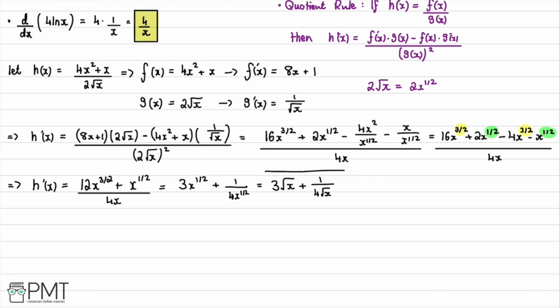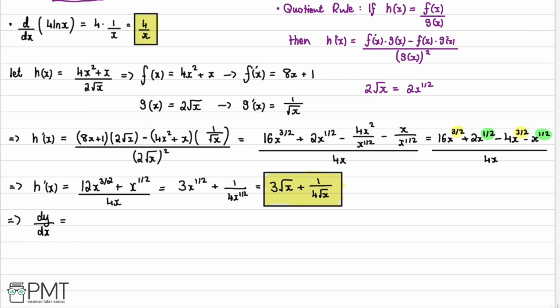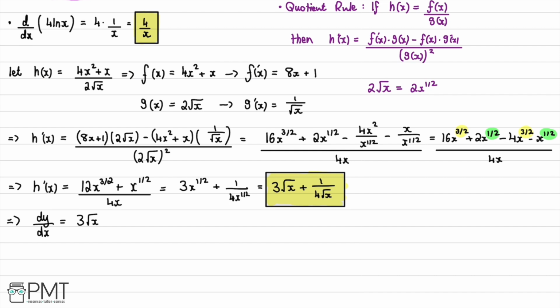So what I'll do, just for consistency, is I will circle this box here and highlight it again in yellow. So we know that these are the two parts that we need to bring together to find dy by dx. So therefore, we can conclude that dy by dx is going to be equal to 3 root x plus 1 over 4 root x.